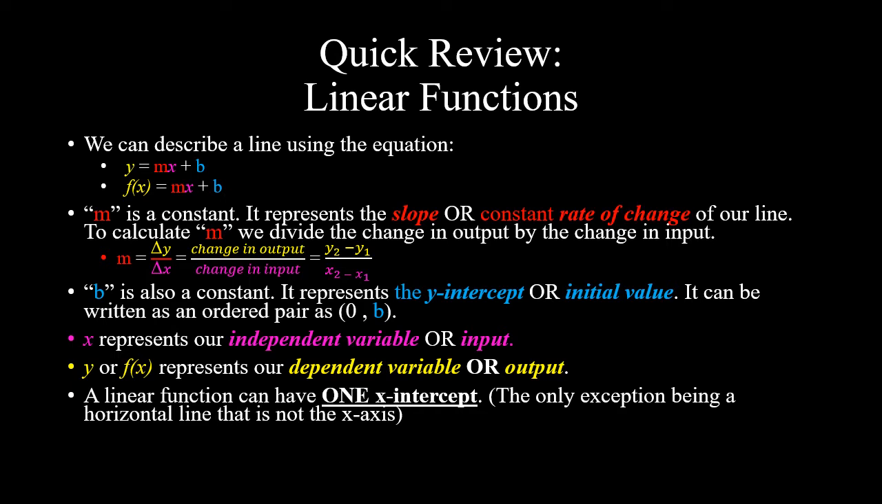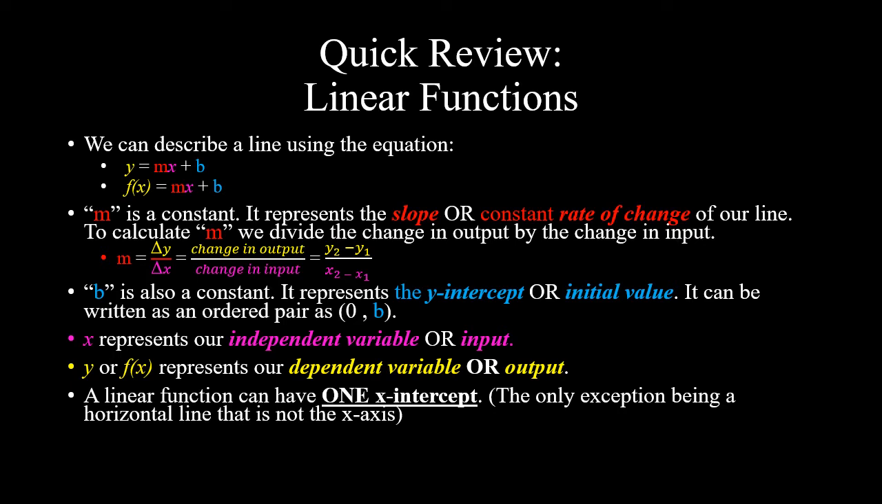So linear functions, we know we can describe using the equation y equals mx plus b, or f of x equals mx plus b if we're talking about a function. M is the constant that represents the slope or rate of change of our line. We know how to calculate it. It's the change in output over the change in input. B is also constant, which represents the y-intercept, or as we discovered, the initial value. It's basically our starting value. X is our independent variable or input, and y or f of x is our dependent variable or output.